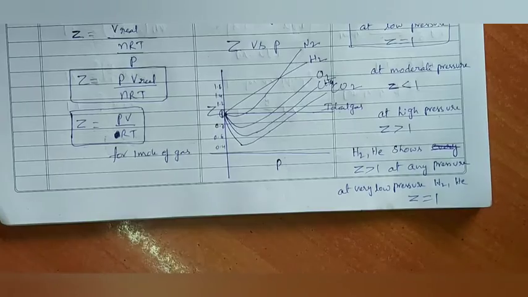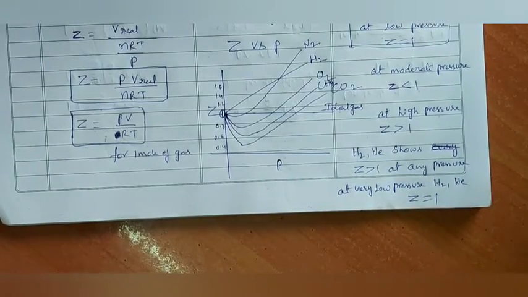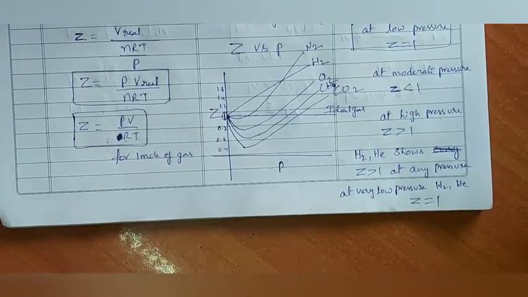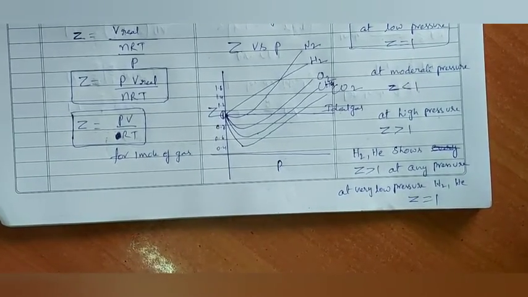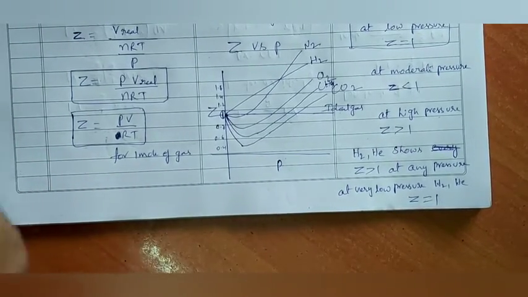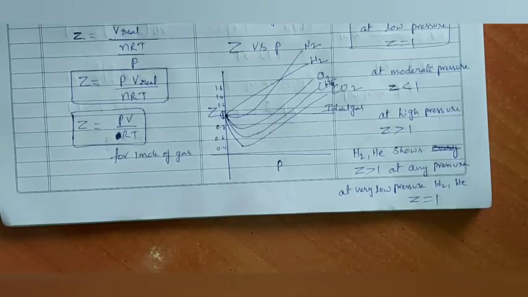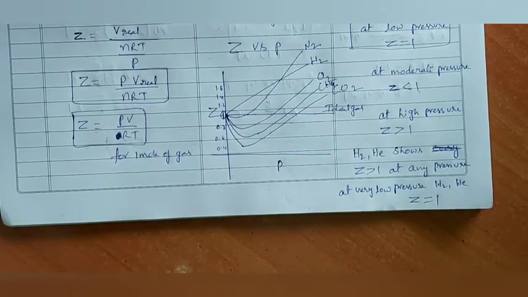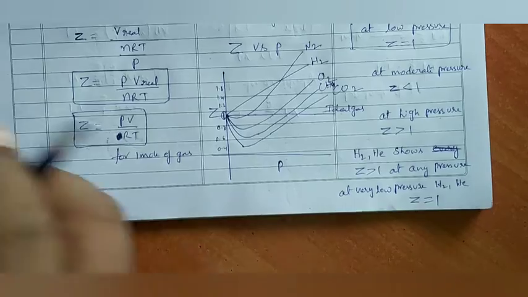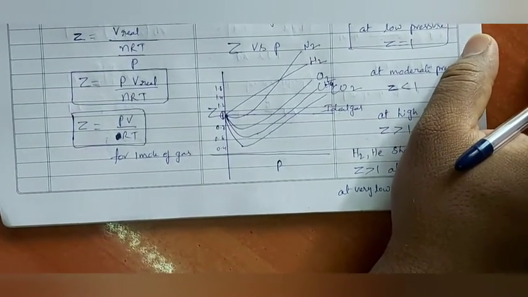Every time they will show whether positive deviation or they will show idealness. At moderate pressure and high pressure, they will show positive deviation only, and at low pressure they will show idealness because of their uniqueness, that is very small in size. Both hydrogen and helium are very small in size. Okay? This is about compressibility factor.